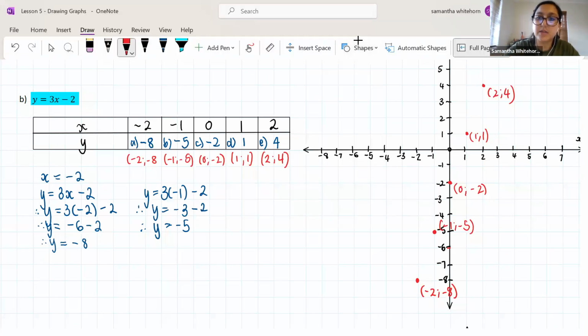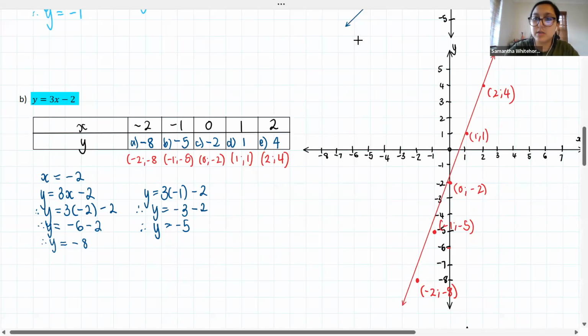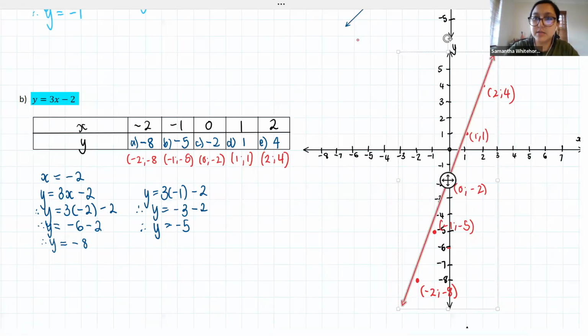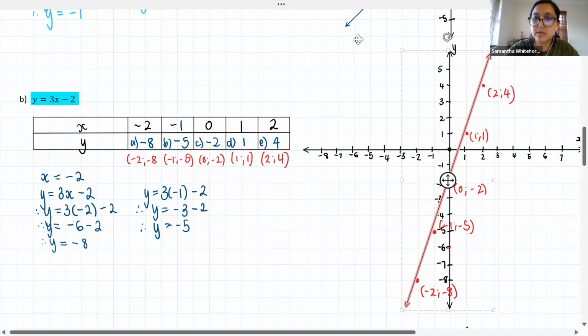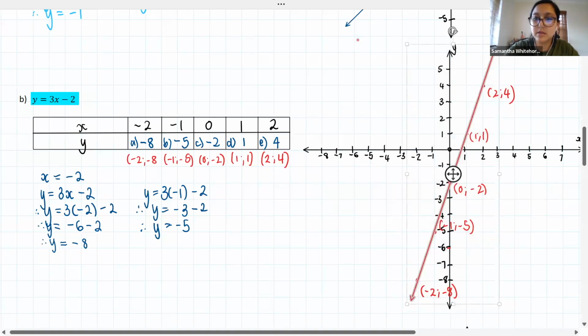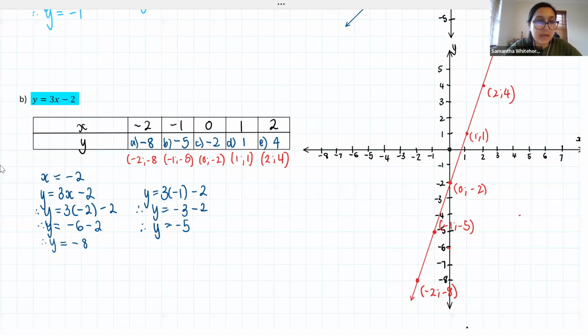We grab our ruler and we join our coordinates. Again, I've not done a very good job here, so let's just sort that out. Okay, there we go. And we have our relationship. Again, guys, hopefully we all agree it's an increasing relationship. It's going up from left to right.